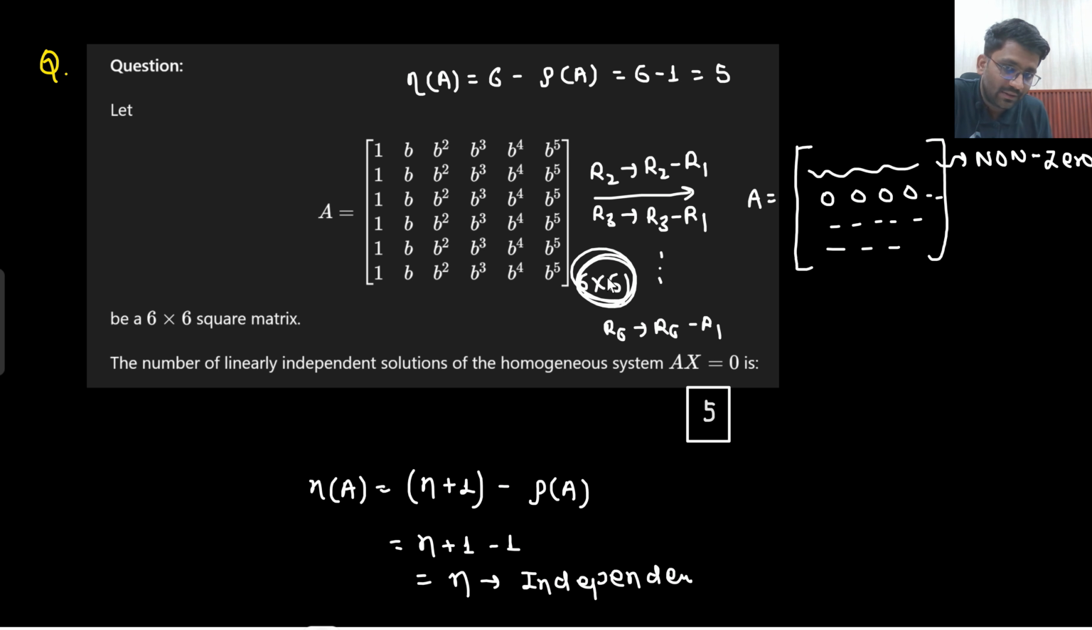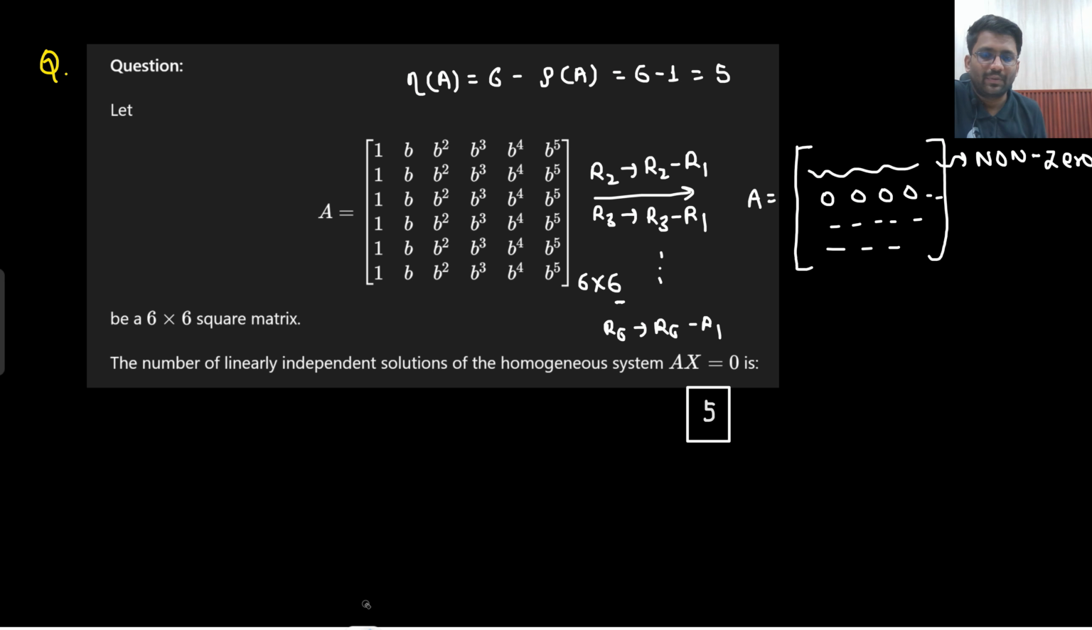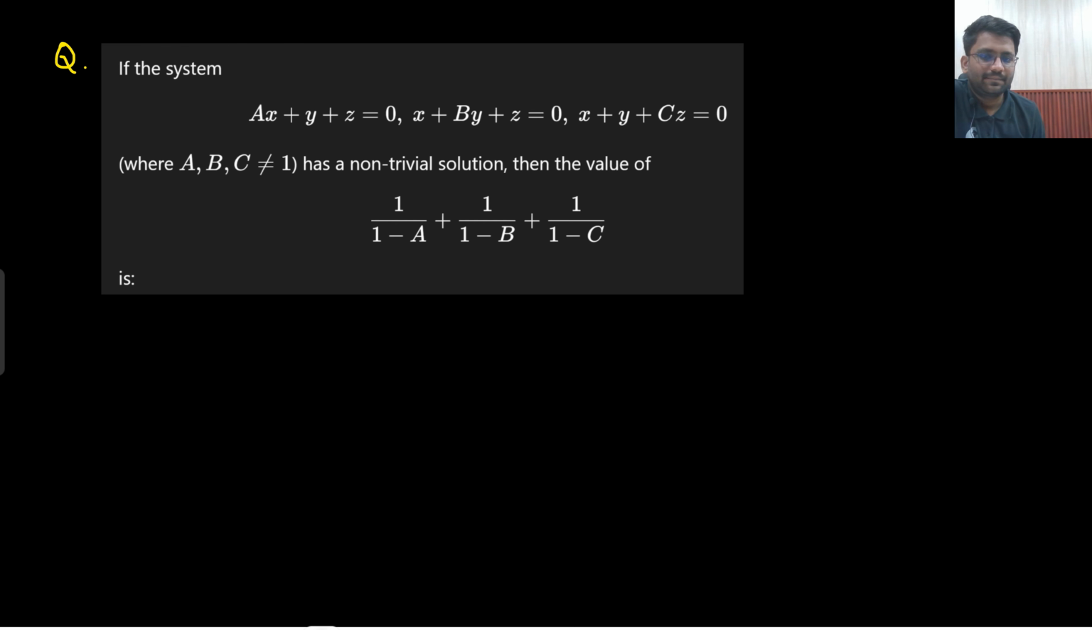Where n is not the order. n is this power, b to the power n. So let's not write it down because people will get confused. So the answer of this question is 5. Understandable? Let's solve this question.